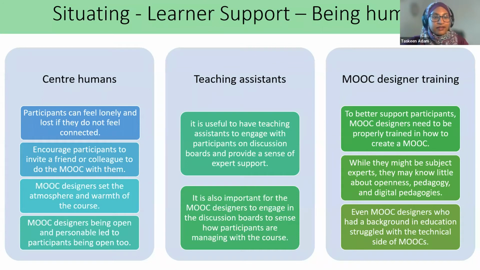And the MOOC designer themselves also setting that atmosphere of warmth within the course, and being open and personable. Because MOOCs are quite massive, having teaching assistants there to support participation and discussions then also promotes this interactivity space. So there's more people for them to reach out to.